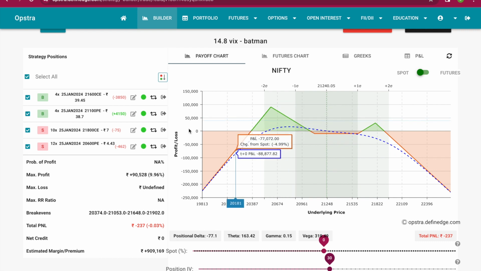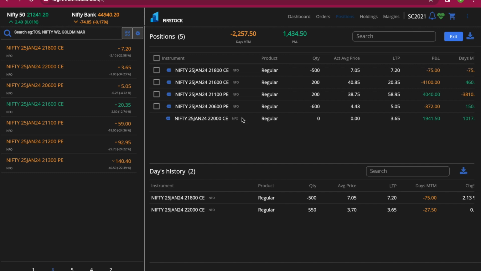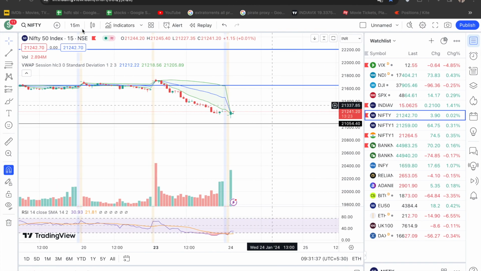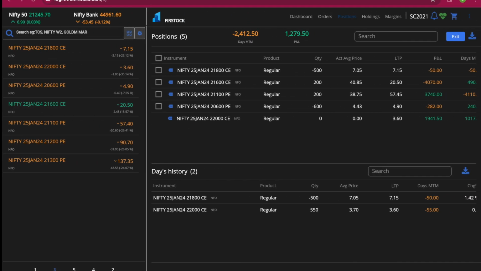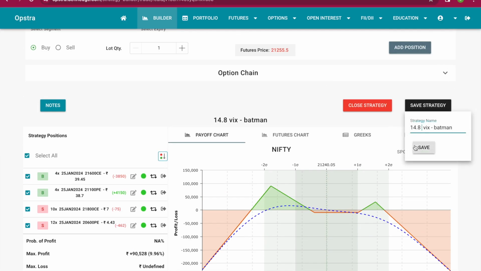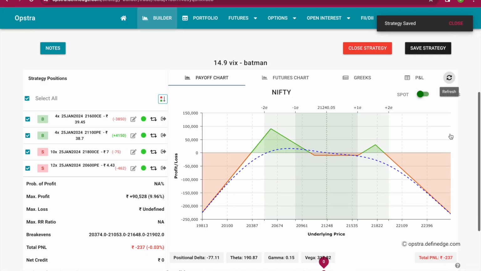What we can do from the lower end, we can bring this down to 20,700. But yes, this is negative, so we can't do much. What we can do here is save our position and check the VIX. India VIX is 15, and India VIX is very high. But our effective VIX is 14.9. Let's save this. Now wait and watch, and let's see how the market goes.